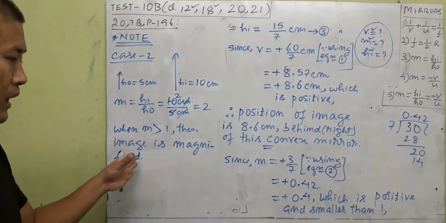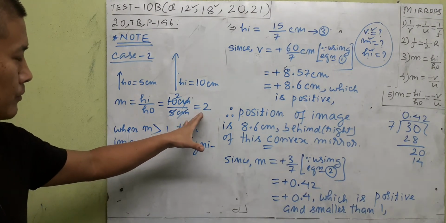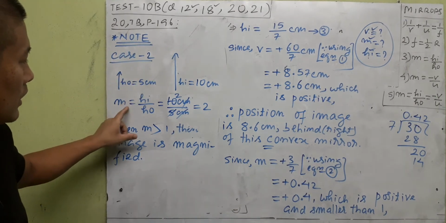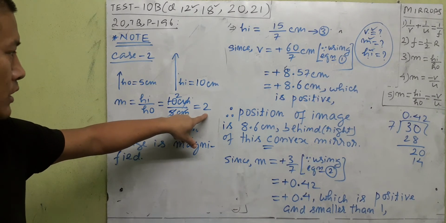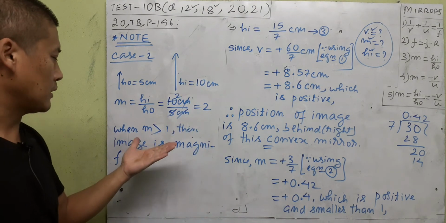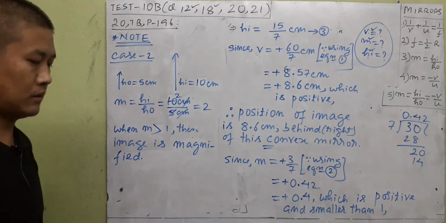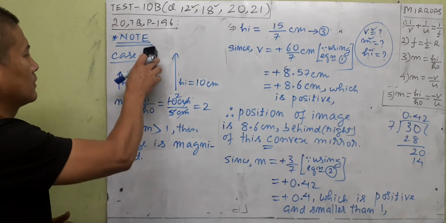So remember that when the M value is greater than 1, the image is always taller, as you can see here. When the image is taller, we get M greater than 1, which is 2 here, or it can be 3 also. In such cases, the image is always magnified, meaning bigger than the object. So another case is possible, case 3.